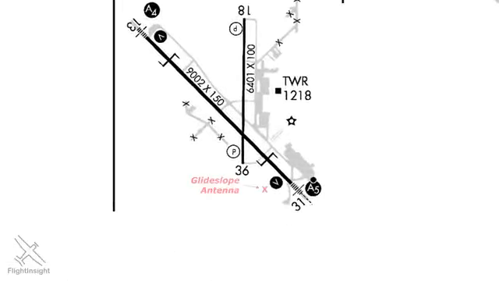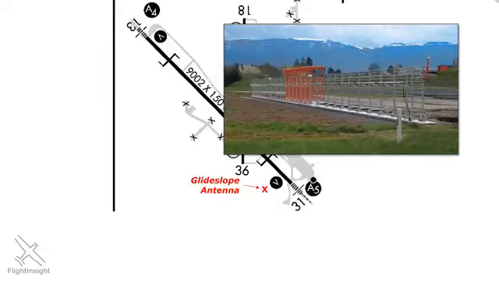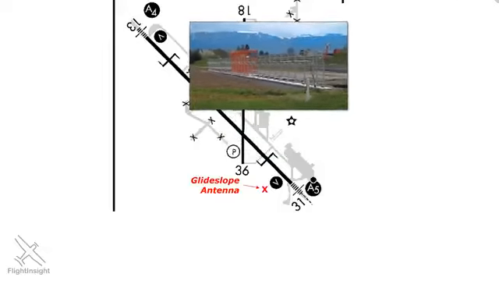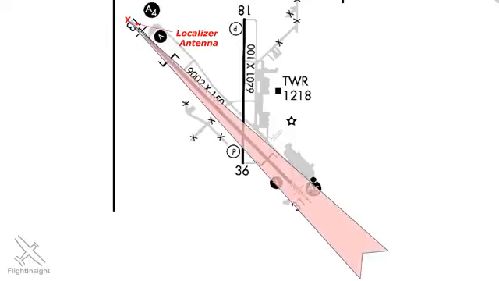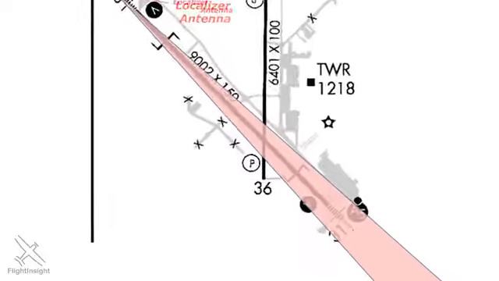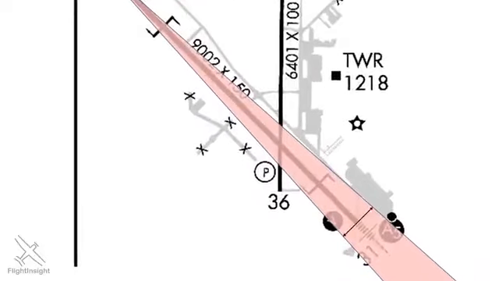The localizer antenna looks like this, and it's situated at the opposite end of the runway from the approach. So its signal starts at the far end of the runway and then widens out as it gets further away from it. By the time the signal reaches the threshold of the approach end of the runway, it's 700 feet wide, or 350 feet on either side of centerline.